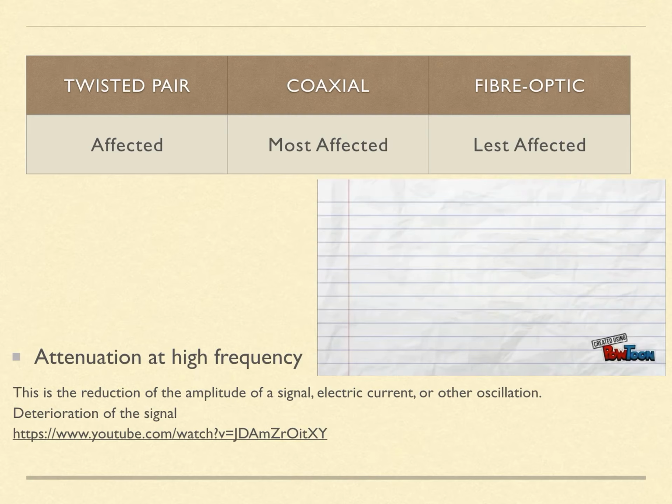Okay, then we also mentioned attenuation. We should look at attenuation, and which one is most affected. That would be your twisted pair. So in this round, fiber optic wins this one because fiber optic does not suffer from attenuation. What is this attenuation?